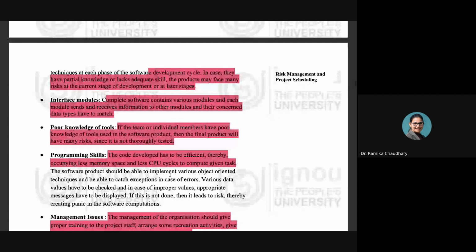Next important situation is your programming skill. Now, the code developed has to be efficient, thereby occupying less memory space and fewer CPU cycles to compute given tasks. It may happen that the programmer of the company does have the skill to program the software. But what is required? It is always required that such a program is developed where less memory space of the system is used and fewer CPU cycles are utilized in order to compute the particular tasks. So if such a program is made by the programmer, then it is fine.